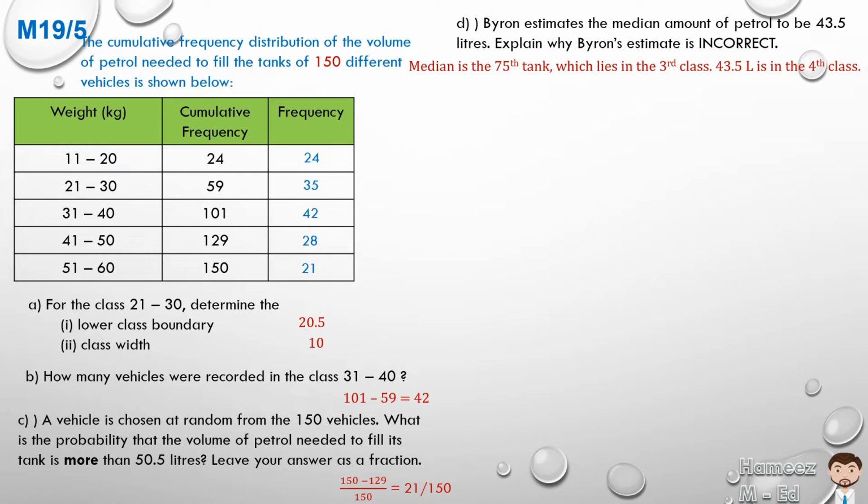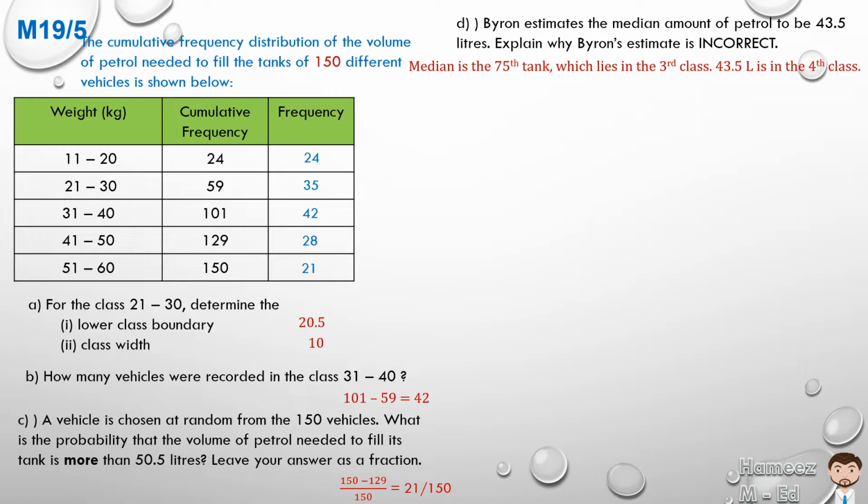And if it's the 75th vehicle for that tank, then that means it falls within the third interval. The first 59 vehicles fall in the first two intervals. From the 60th vehicle to the 101st vehicle, those 42 vehicles fall in the third interval. So the 75th vehicle falls there. As such, the median must be somewhere in that third interval between 31 and 40.